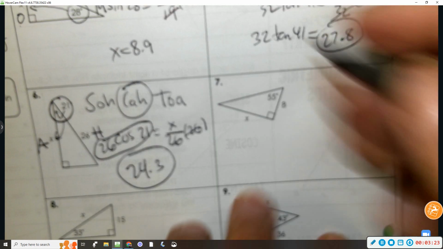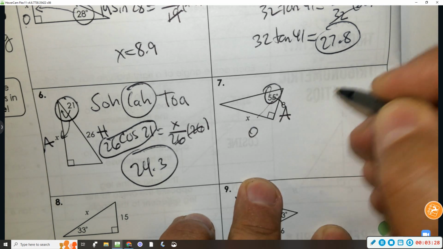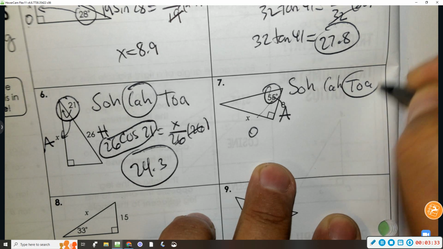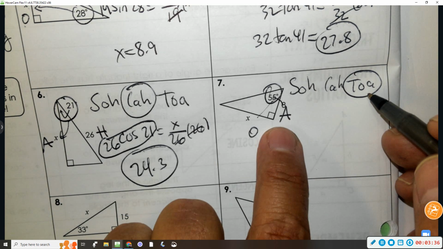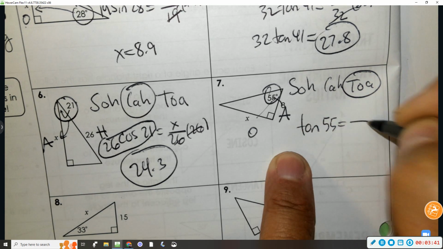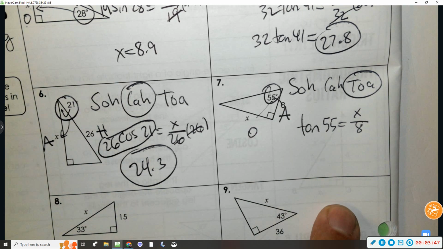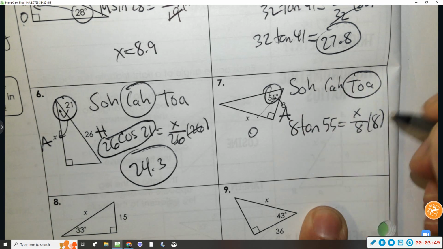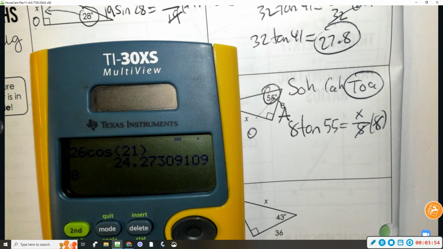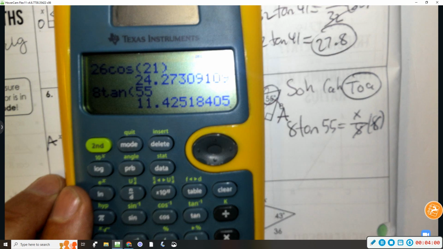Number 7. Circle the angle. 8 is adjacent, x is opposite, SOH CAH TOA. Circle the one that we're going to use, O and A. That's tangent of 55 is equal to opposite over adjacent. And then solve for x. So we're going to multiply by 8 and then use your calculator. You get 11.4.